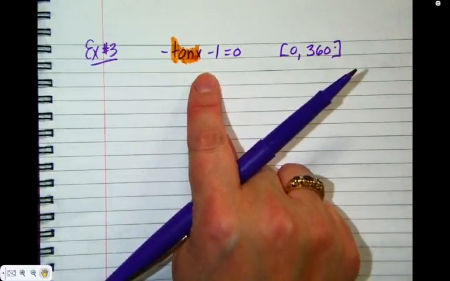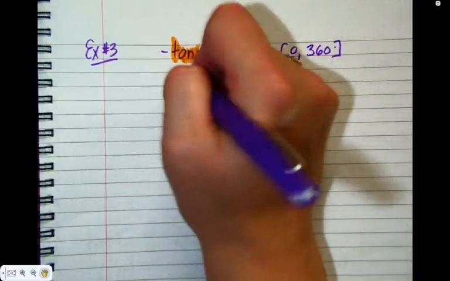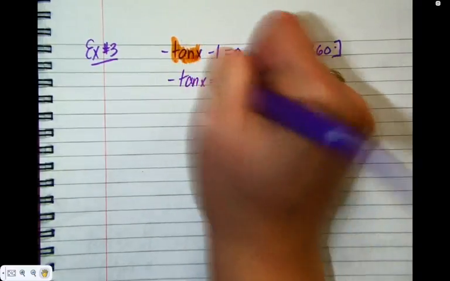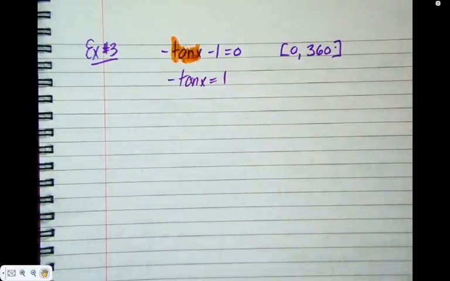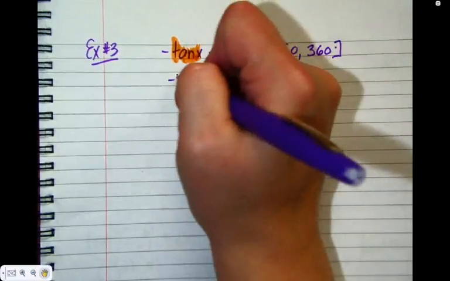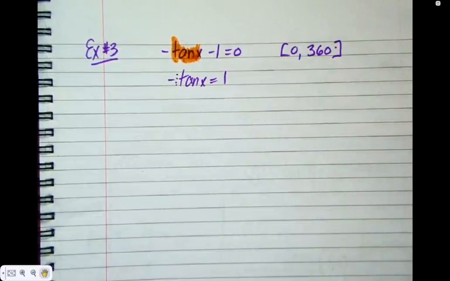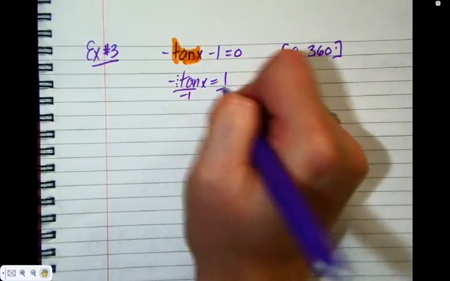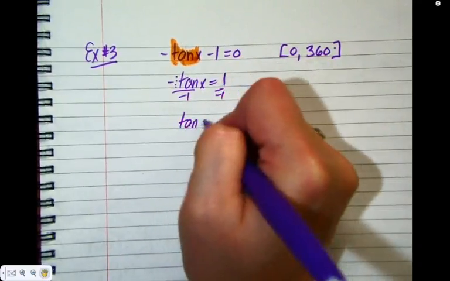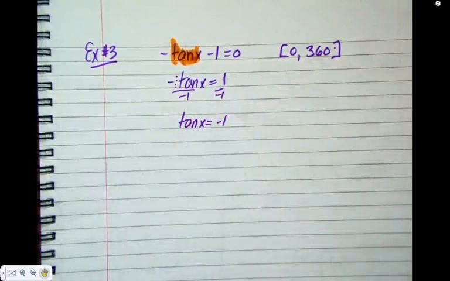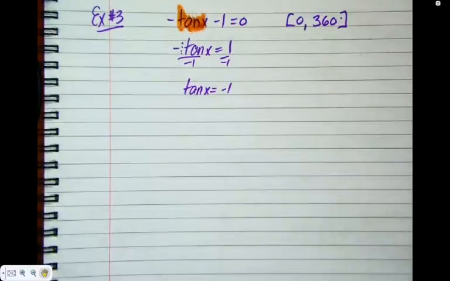What's the opposite of subtracting 1? The negative imaginary 1 in front of the tan needs to go. What's the opposite of multiplying something by -1? Dividing by negative. So we're down to tan x equals 1. That is step number 1, isolate the trig function.